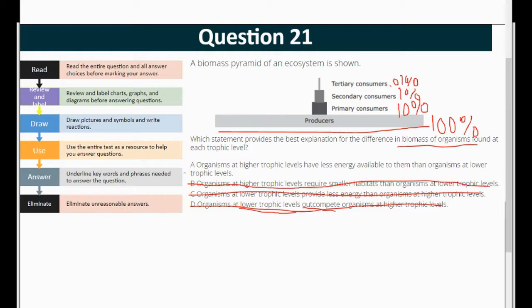All right, and then that leaves us with A. Organisms at higher trophic levels have less energy available to them than organisms at lower trophic levels. So as we go up these trophic levels, it looks like yes, that is true, right? We start with 100%, go down to 10%, go down to 1%, go down to 0.01% as we go up to those higher trophic levels. So it looks like A is going to be our answer here based on what we just talked about.